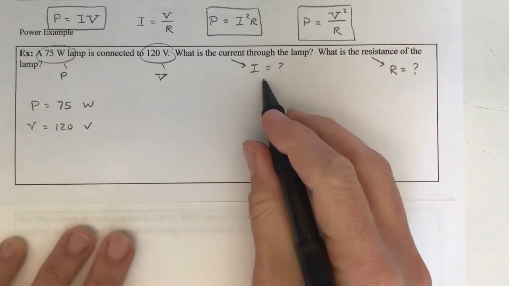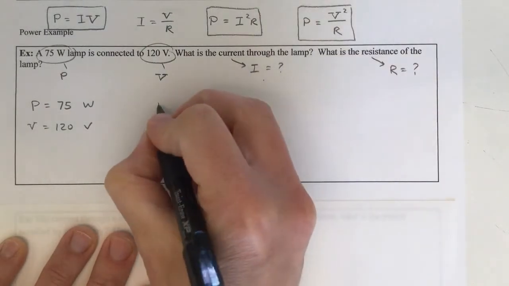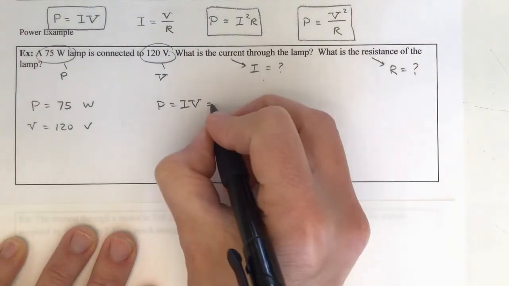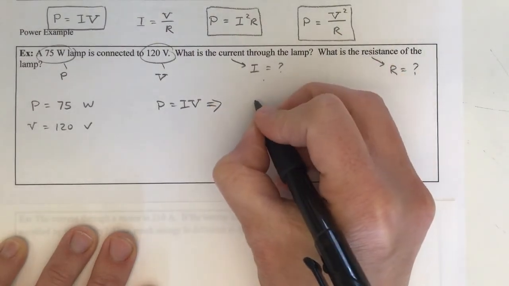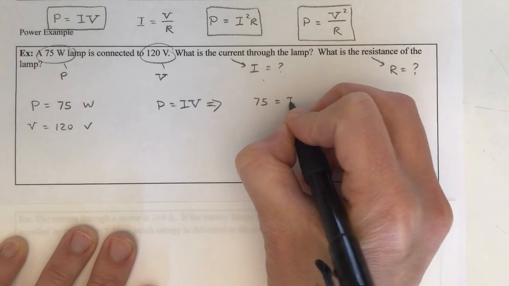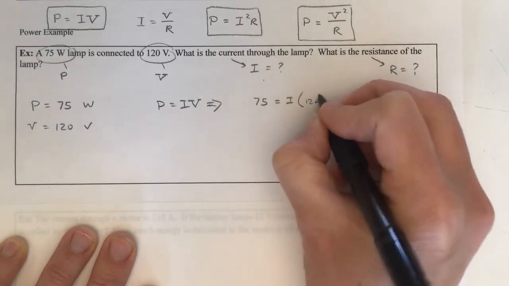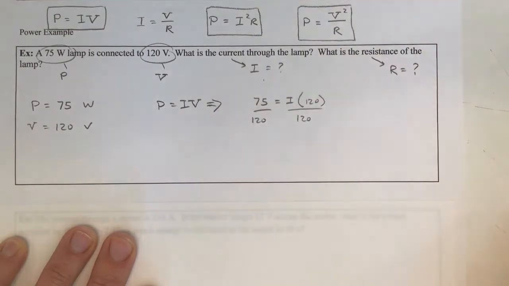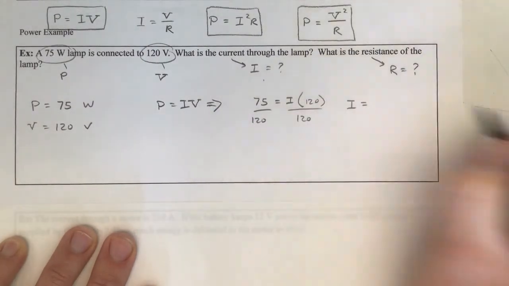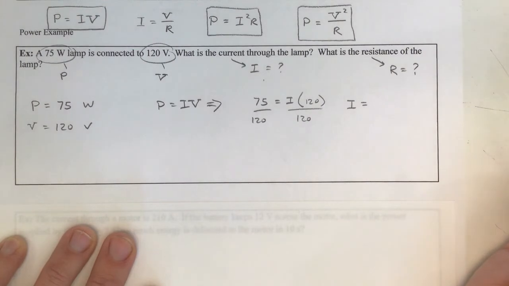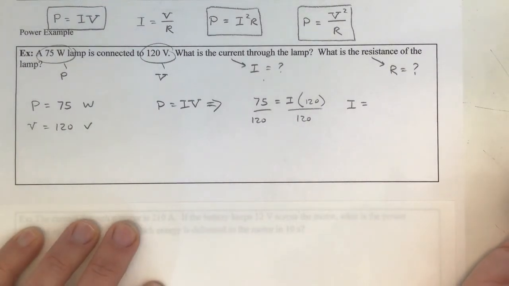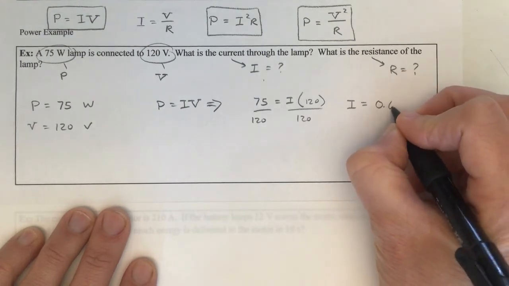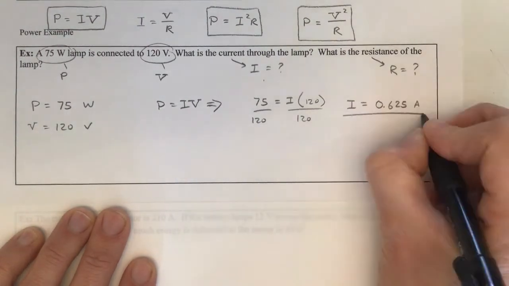So the first part, trying to find the current, that's just going to be from our original power equation, P is equal to IV. Pretty straightforward, and in that I have my power of 75 equaling I times my voltage of 120. Just going to divide both sides by 120. Crunch that number out. Again, hopefully you are doing the right thing and actually calculating this on your own. And when you do that, you should get a value of 0.625 amps. So that's my current.